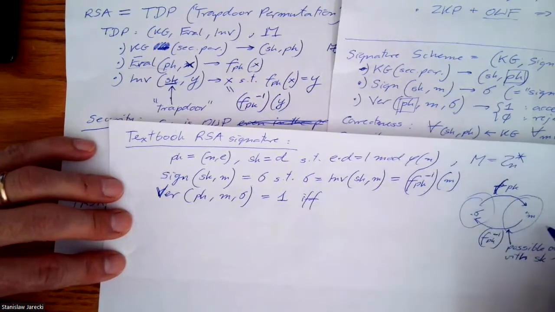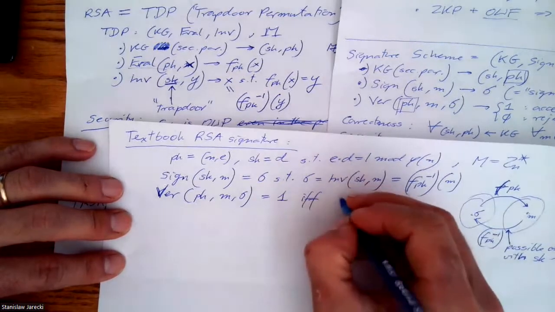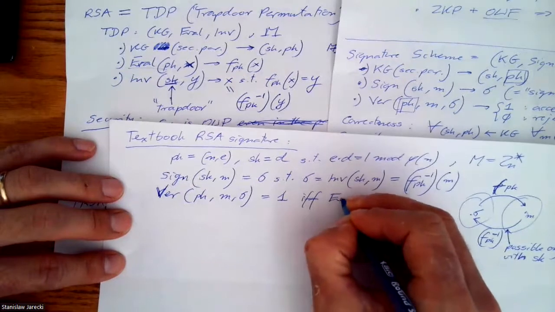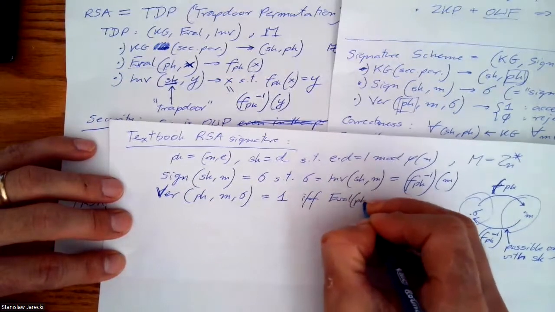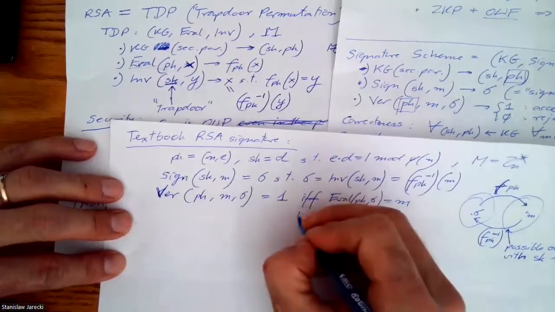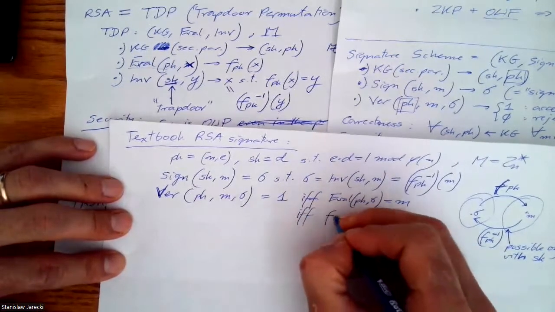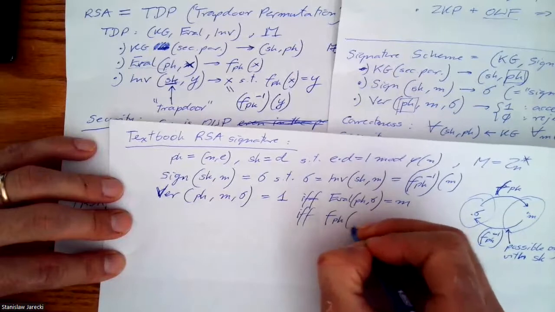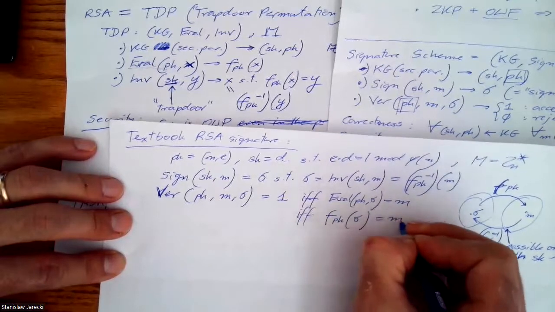So what are we doing to verify? We just compute the function forward on the signature. In other words, the verification algorithm on the public key, message M and signature sigma outputs 1 if and only if evaluating the function on the signature gives out the message, which is the same as saying that applying the function forward to the signature gives us the message.